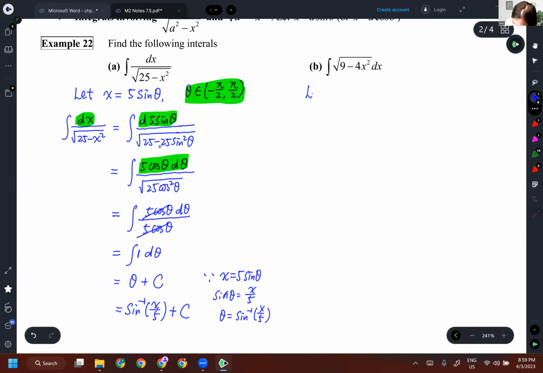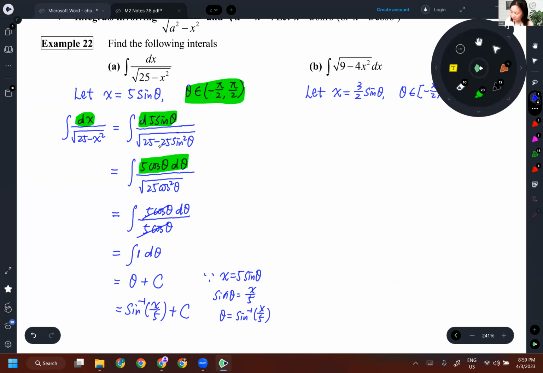For this one, I will let x be... In this case, you see 9 and 4, so in my head I need to make it a coefficient that could help me. Like in this case, it's 5, because 25 is 5 squared, and this one should be 3 over 2 sine theta. And should I also mention that theta is from negative 90 to 90? In this case, I should include negative 90 to 90. Again, it's optional. Girls, these are optional.